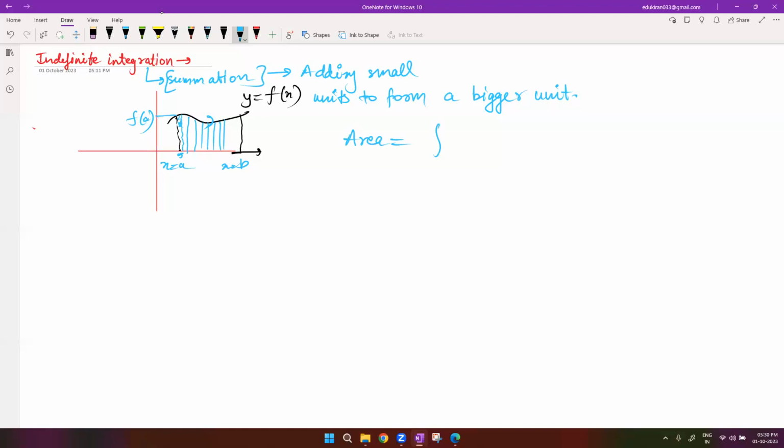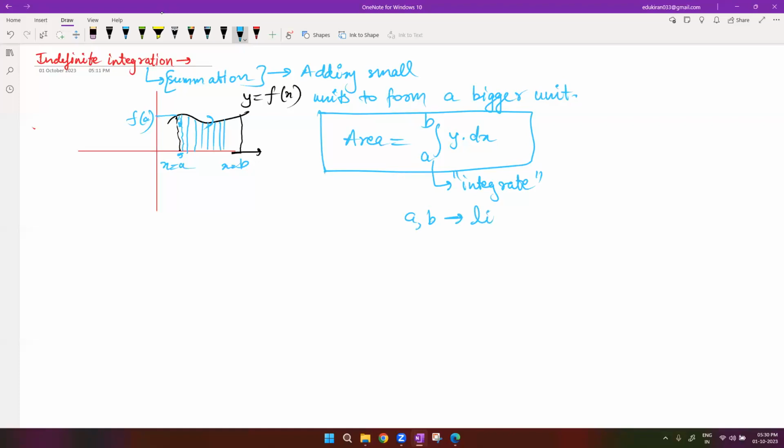Right? Now, how can we find out area? Area would be if I integrate. So this is the sign of integration, or we read it as integrate. Okay. So first of all, what's the area of a rectangle? Area of a rectangle is height into width, or length into breadth. Height or length is y, and this width is dx. dx is basically a small change in x. If I integrate it from a to b, what's the meaning of this? I will tell you later on. This is integrate. These a and b are the limits of integration.